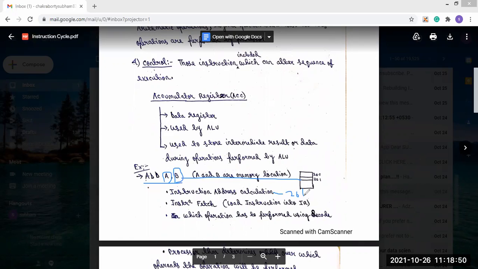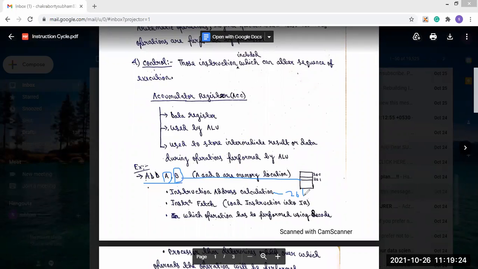After address calculation, we will perform the instruction fetch operation. In this operation, the instruction will be loaded into the instruction register. And where will it be fetched from? It will be fetched from the memory. Now, this is the second step. We already know the address of the instruction, and after that, the instruction is fetched into the instruction register.